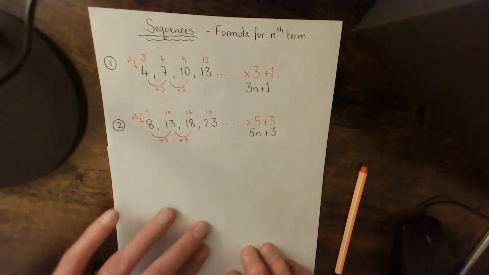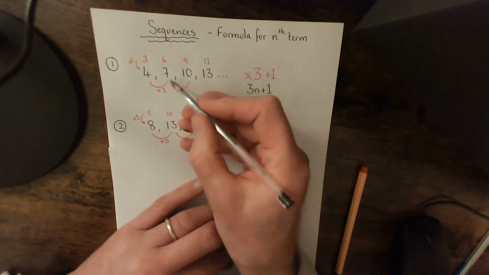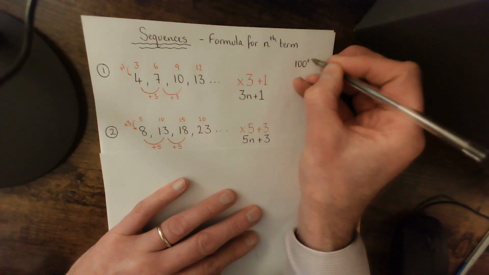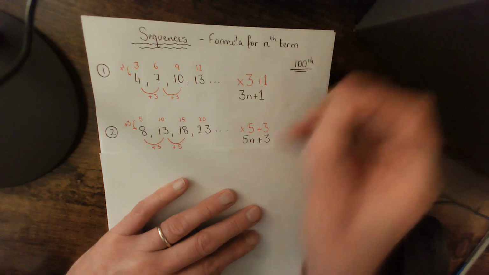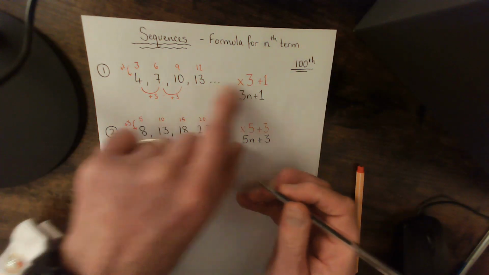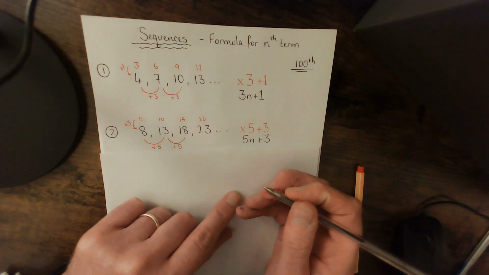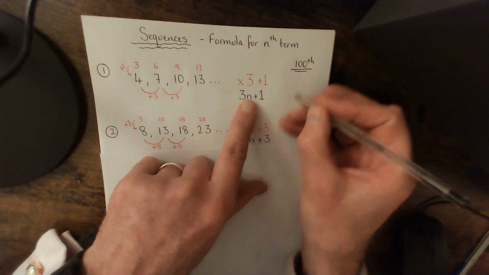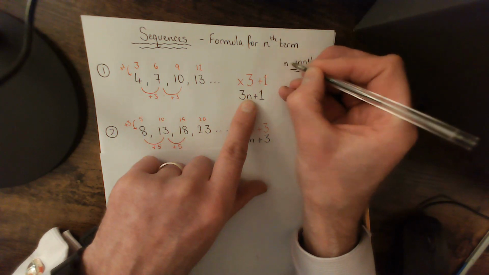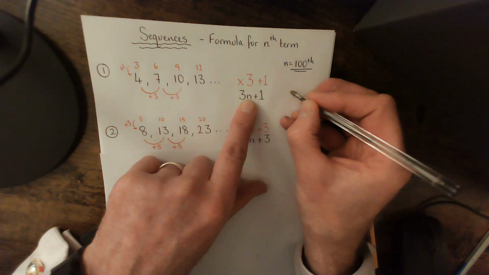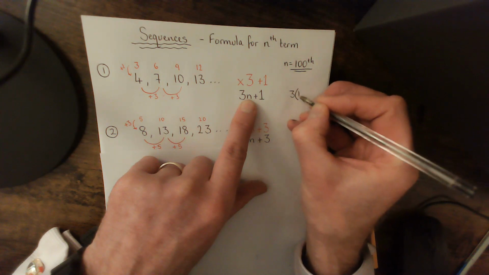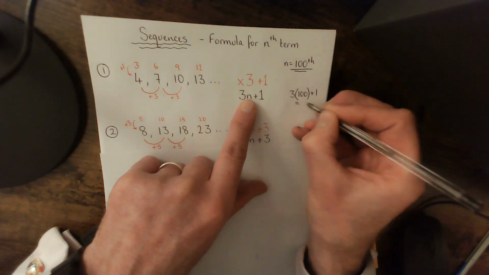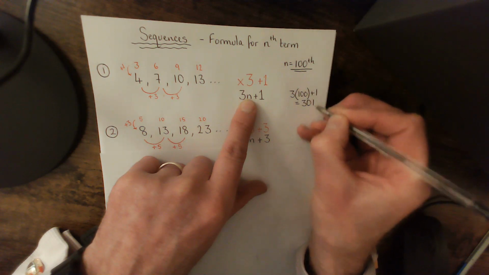Now, what does the nth term really get by? Well, if I wanted to know what is the 100th number in that sequence, so if I kept going along these numbers until I got to the 100th one, what on earth would that number be? Well, all we need to do is swap the n value here with 100. So I'm going to do 3 times 100, and I'm going to add on 1. So my 100th number here would be 301.